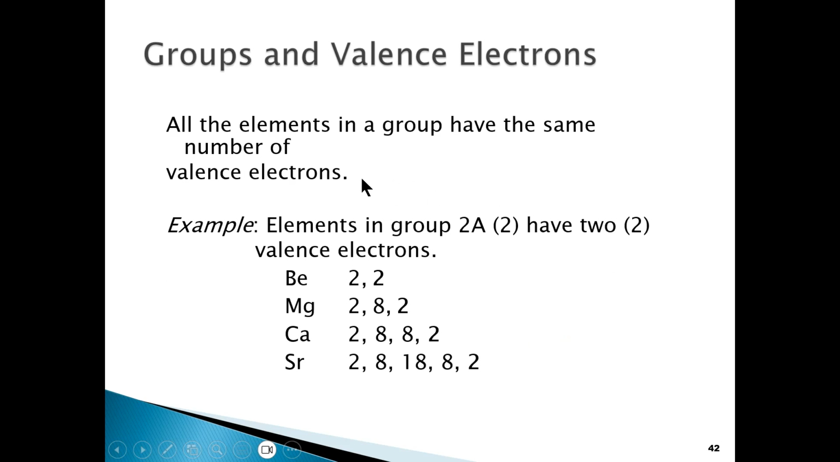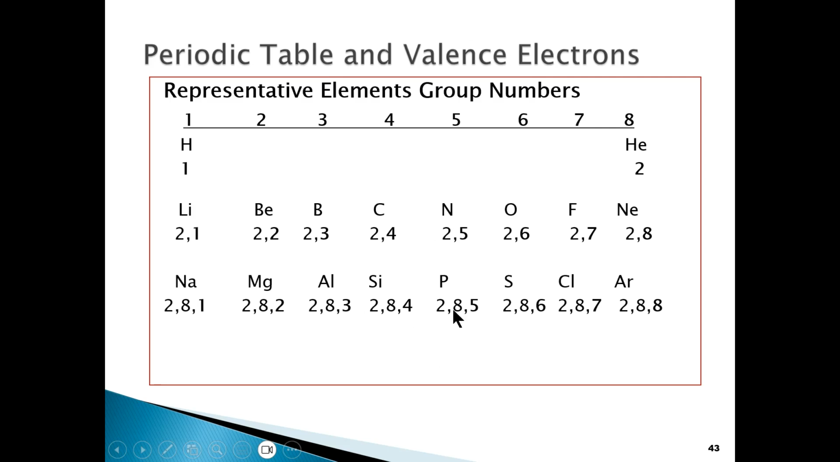So here are some other examples. For example, group 2A or group 2, all the elements in group 2A have 2 valence electrons. And you can see that clearly in the electron arrangement for each of these elements in group 2. And that is true for pretty much all the groups in the periodic table. There may be some exceptions, but what we have here is some representative elements and their group numbers. So we have group 1, 2, 3, and so on. And you'll notice that elements in group 1 have 1 valence electron, group 2 have 2 valence electrons, and so on and so forth.